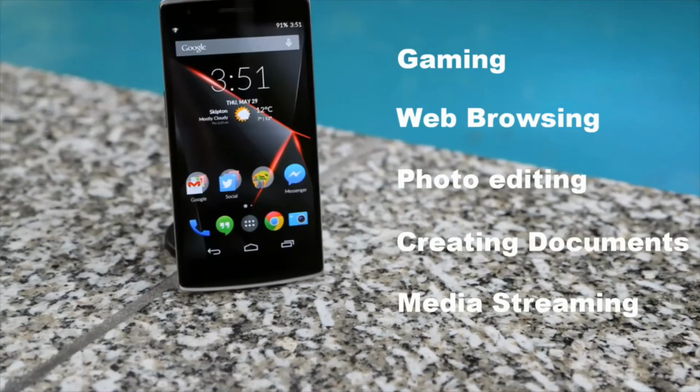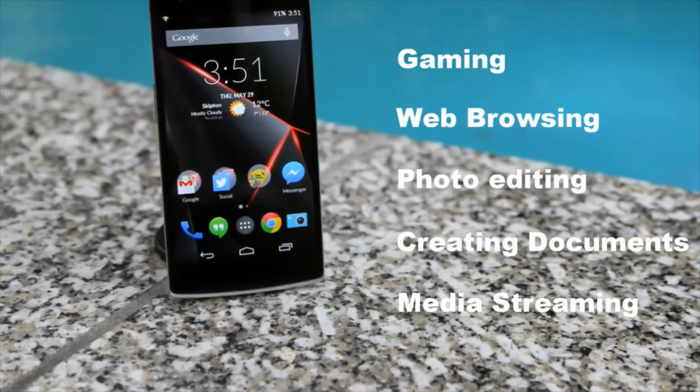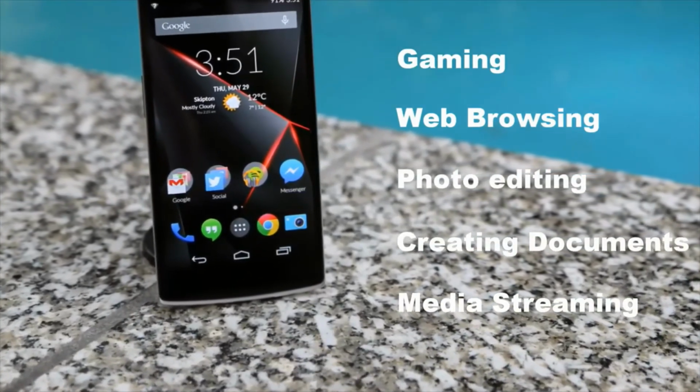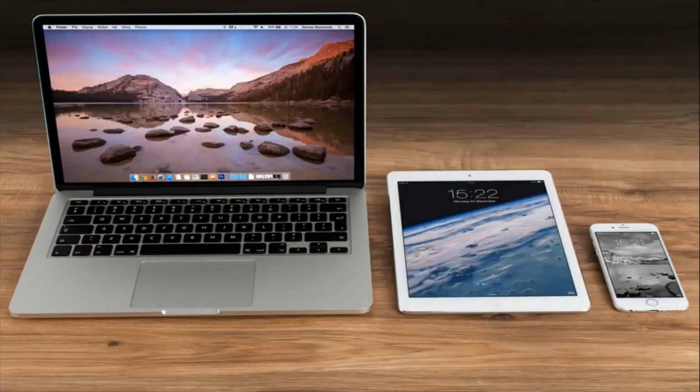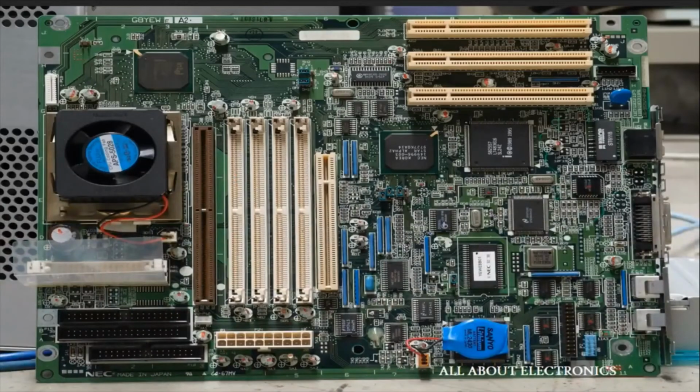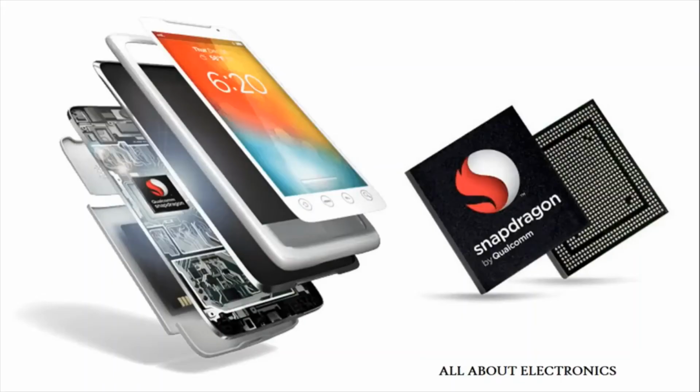So using this smartphone and tablet we can do stuff like gaming, web browsing, photo editing, creating documents, media streaming and many more things. And yet these devices are quite compact compared to the desktop and a laptop. And yet they contain almost all the parts which you see inside the desktop and a laptop. So almost all the components that you see inside the motherboard of any laptop or a desktop are integrated inside a single chip in the smartphone.